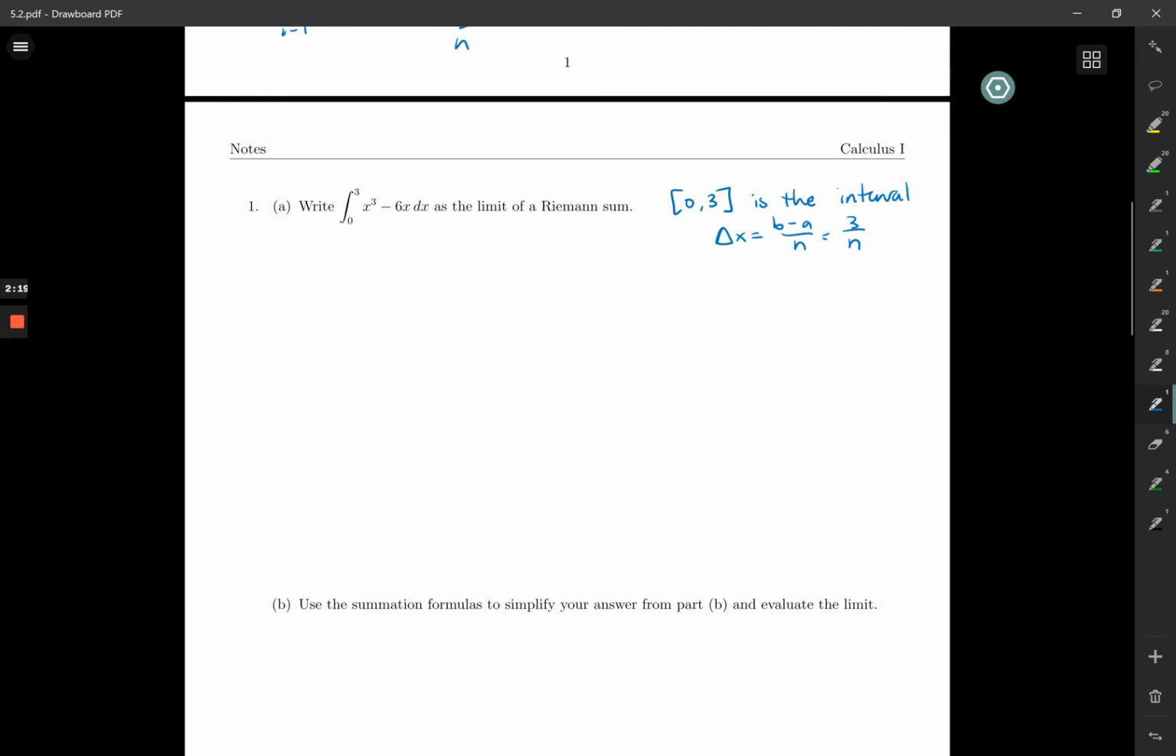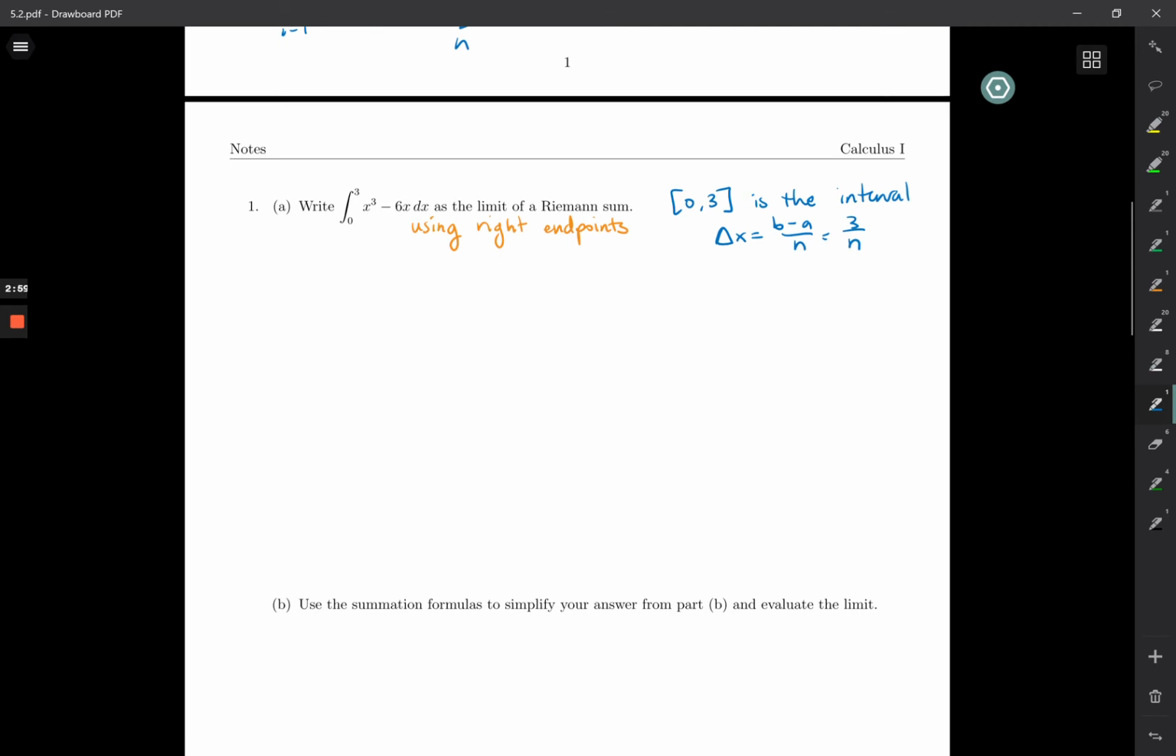And then what we're going to do is, oh, I forgot to include that. Sorry. So we need to actually specify which endpoints we're going to use, or what sample points we're going to use. So maybe I'll write this in a different color because it should be part of the problem. So we'll say using right endpoints. And a lot of the time we use right endpoints because they are the most convenient ones to use, and you will see why.